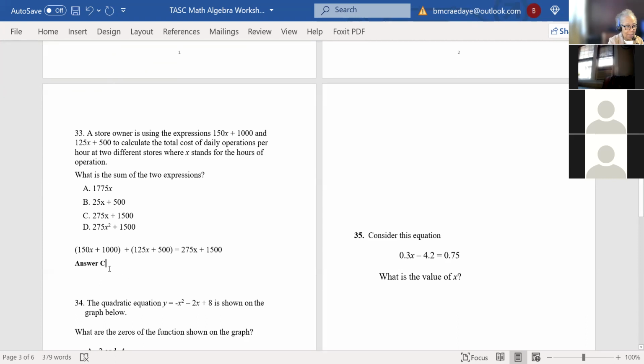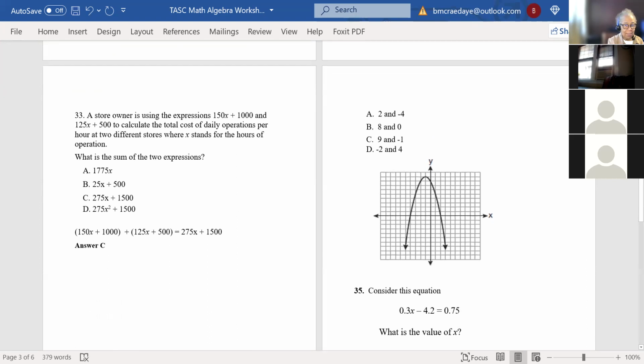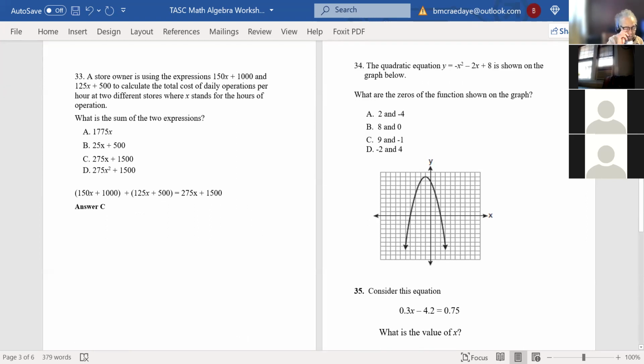All right, let's look at this quadratic equation. Now, Vanessa, what do you call this figure right here? What do we call this? That's not a linear. It's not a straight line. It's not exponential. What is it called? What's the name of that figure?